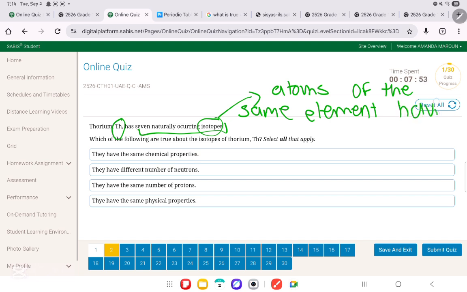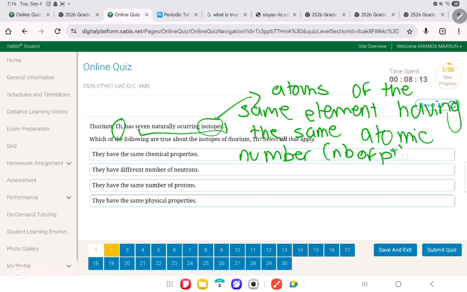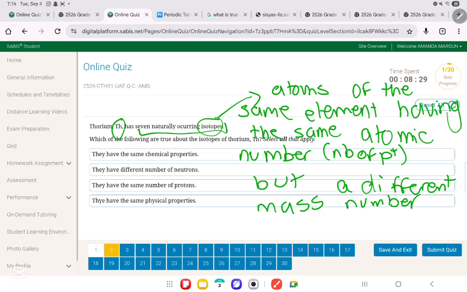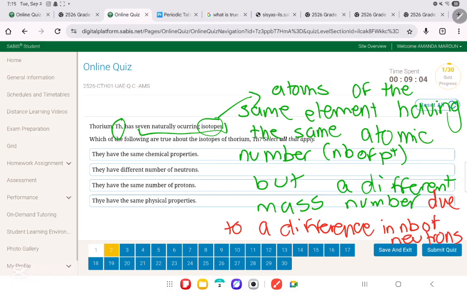Isotopes are atoms of the same element having the same atomic number. What is atomic number? This means the number of protons, P plus means protons. But a different mass number. So isotopes are atoms of the same element having the same atomic number, which is the number of protons, but a different mass number. How is it possible, if they have the same atomic number, for them to have a different mass number? This is due to a difference in the number of neutrons. Isotopes are atoms of the same element having the same atomic number, but they have a different mass number, due to a difference in the number of neutrons.